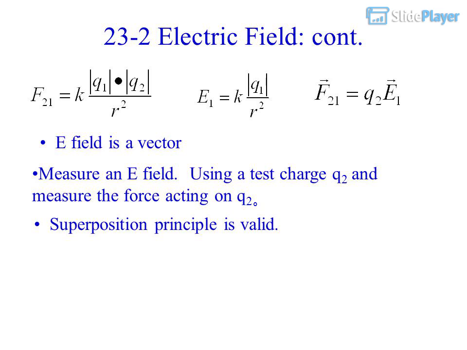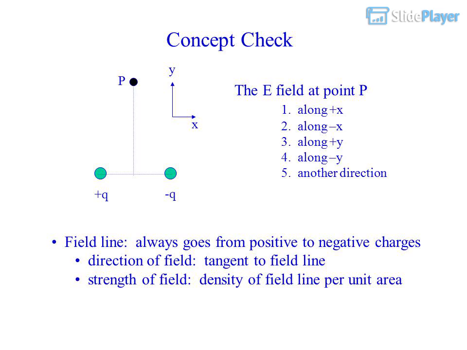23-2 Electric field, continued. The E field is a vector. Measure an E field using a test charge Q2 and measure the force acting on Q2. Superposition principle is valid. Concept check: the E field at point P. Along plus X, plus Q, Q, P, X, Y.